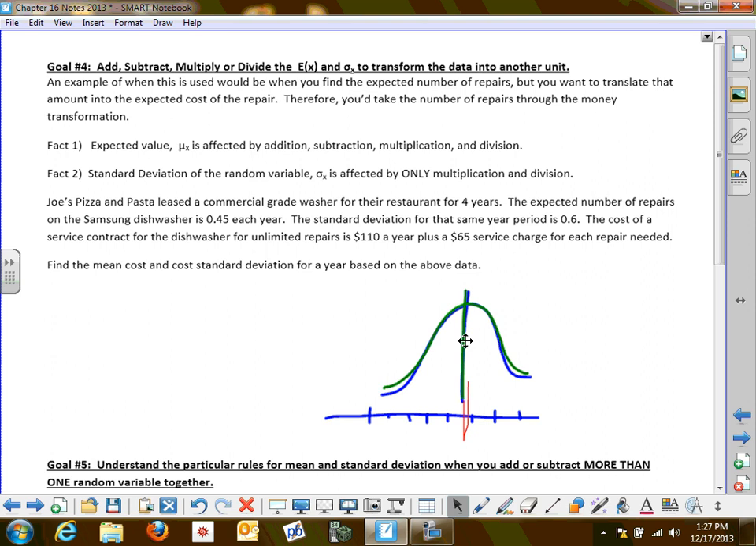Now, the reason this concept matters is that it's actually usually changing units. For example, you might take the average number of repairs and want to turn that into cost per year. So I'm going from repairs as a unit to money as a unit. That's why you do this. That's why you need goal number 4.